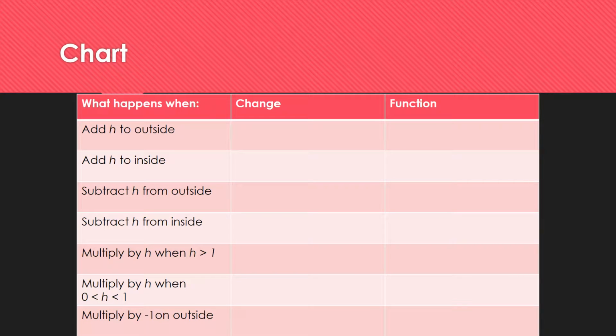Here's the chart that I gave out in class. I have what happens when, a change, and function. I'm going to explain on the next slide how to do the graph. A copy of the chart is available on my website.